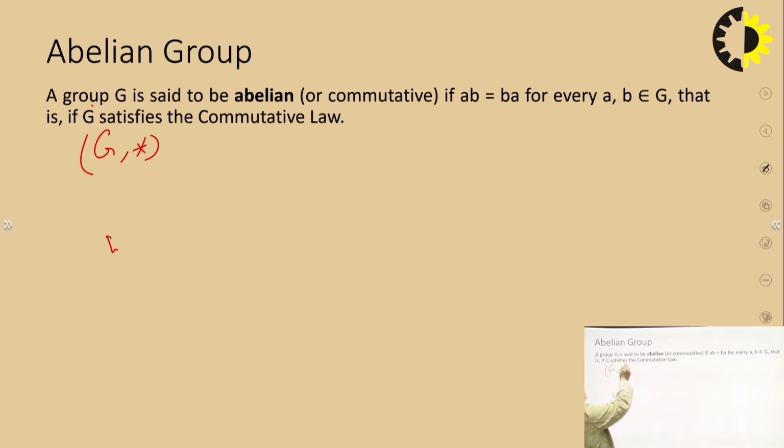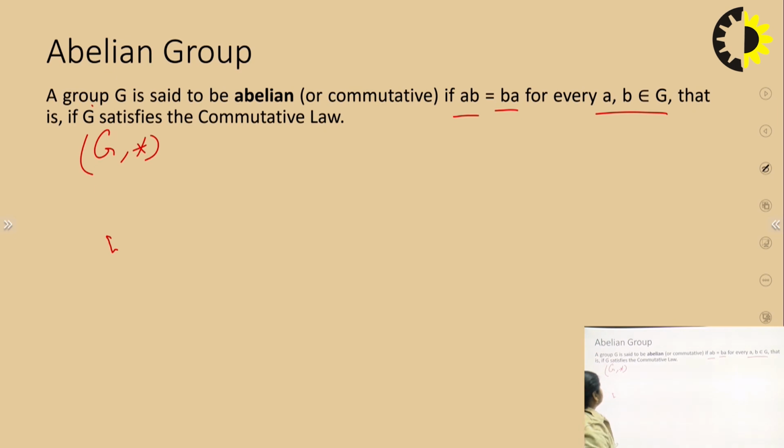a group G is said to be abelian if it also has the commutative property, that is A star B is equal to B star A for all A, B belonging to G. Then we say that group G is abelian. It is an abelian group.